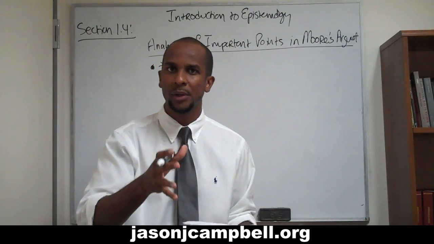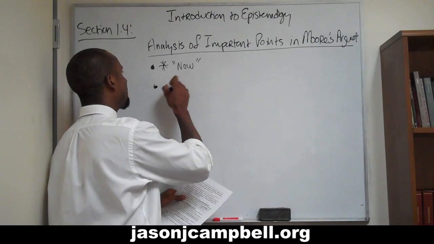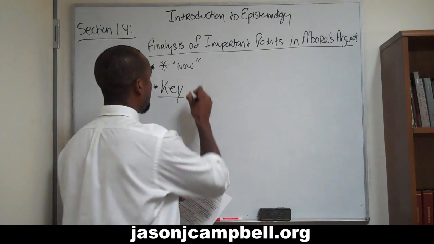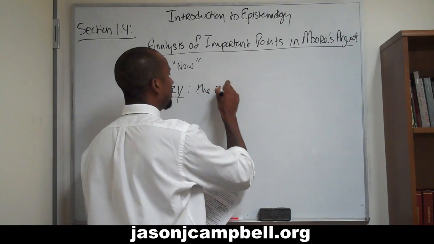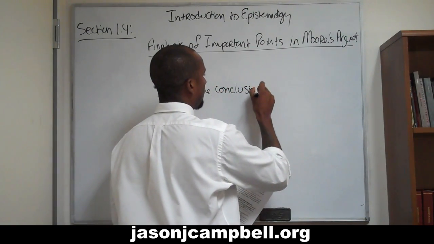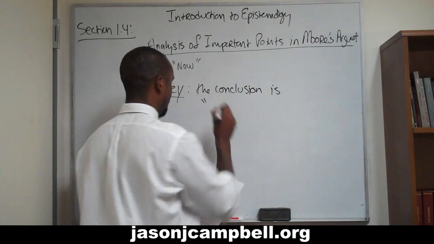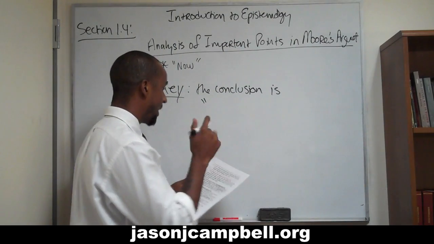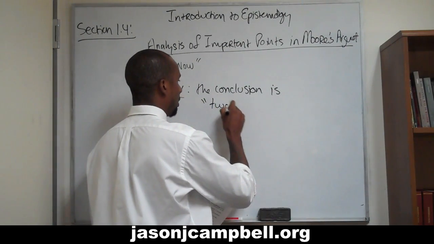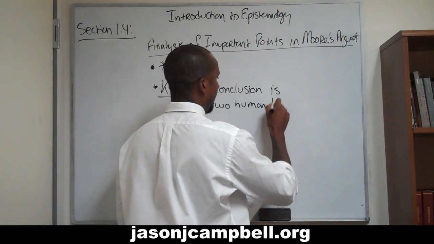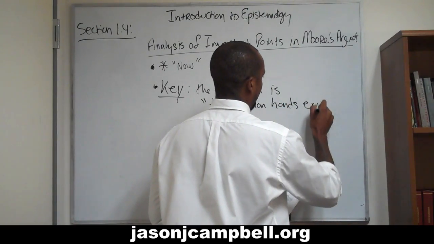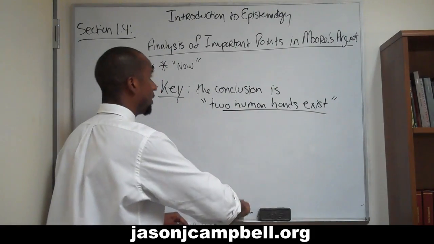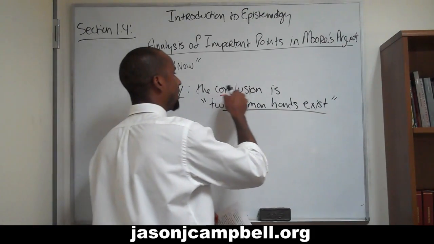Right? That's very, very important. So, this is key, right? This is important. This is absolutely critical. Key, the conclusion is that two human hands exist, right? Two human hands. Okay. So the conclusion is that two human hands exist.